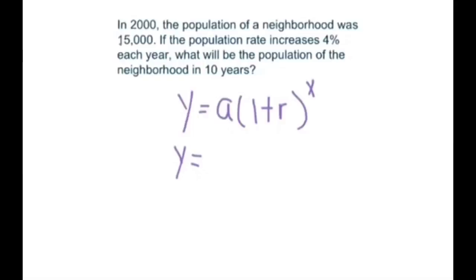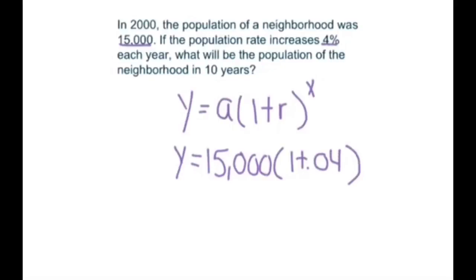This is the initial number, so we write it where a was. We keep the 1 plus, and 4% is our rate. We have to change it to a decimal, so it would be 0.04, close parenthesis. 10 years is the time in years, so it would be to the 10th power.